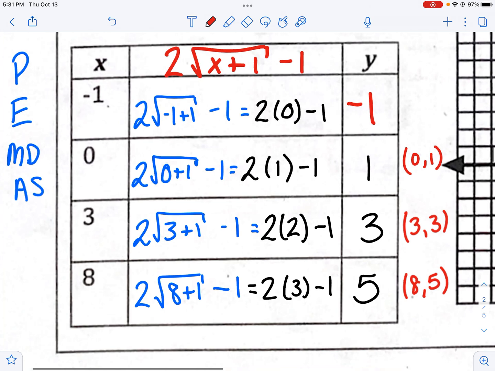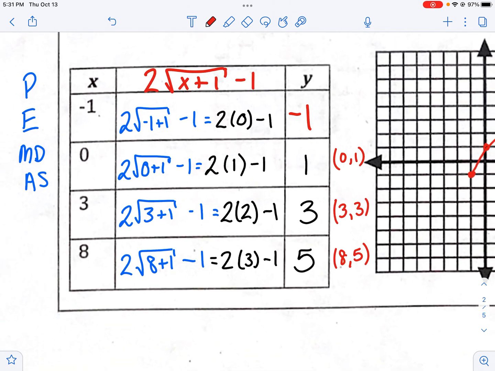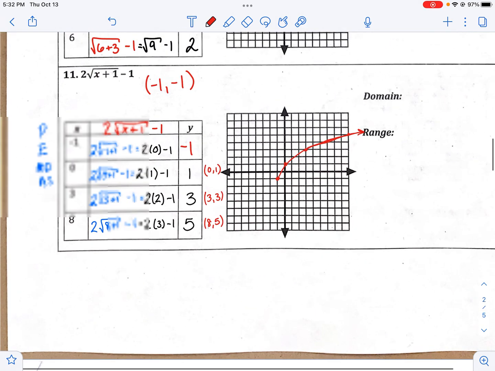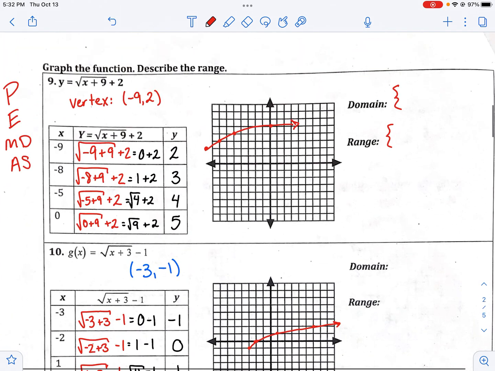And if you made some mistakes, I would probably guess that you forgot to take the square root of 9, or you forgot to take the square root of 4. That's a pretty common error. I would check your work one more time if you made any mistakes.